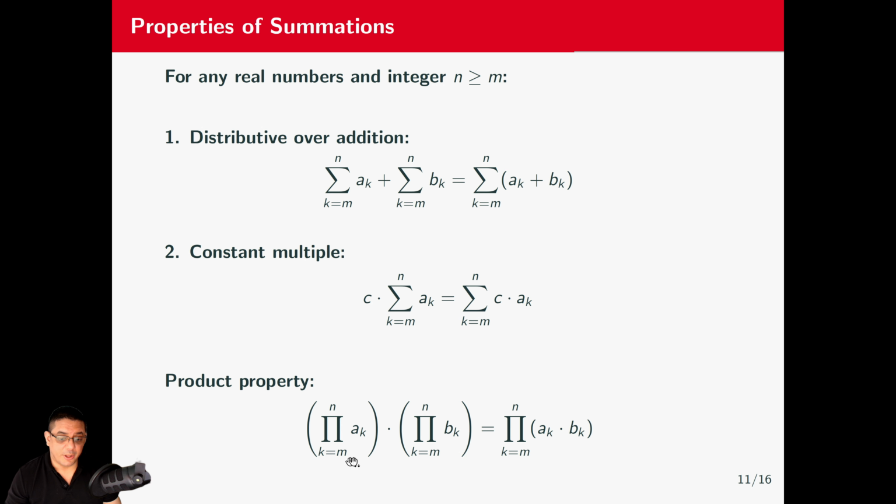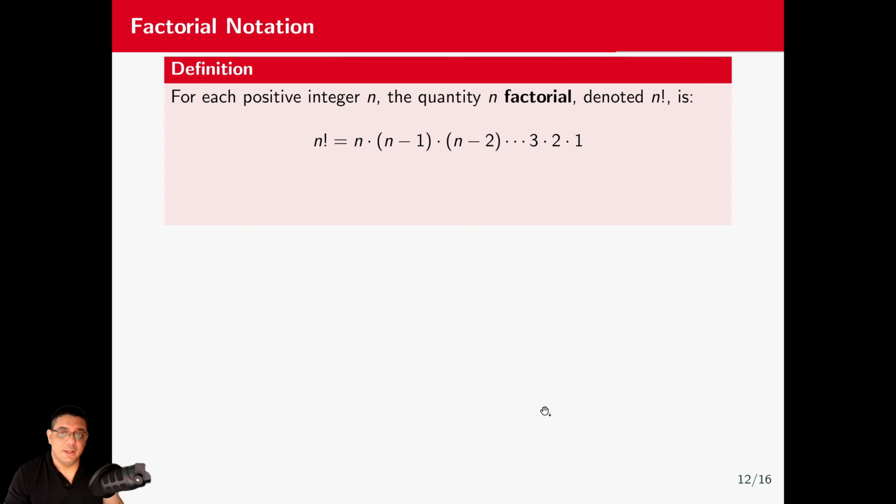The product property is mostly about association. So if you have a product from k equals m to n of a sequence a_k, multiplied by the product of another sequence b_k from k equals m to n, then you can just simply see that as a single product where you're doing the product from k equals m to n of a_k times b_k.